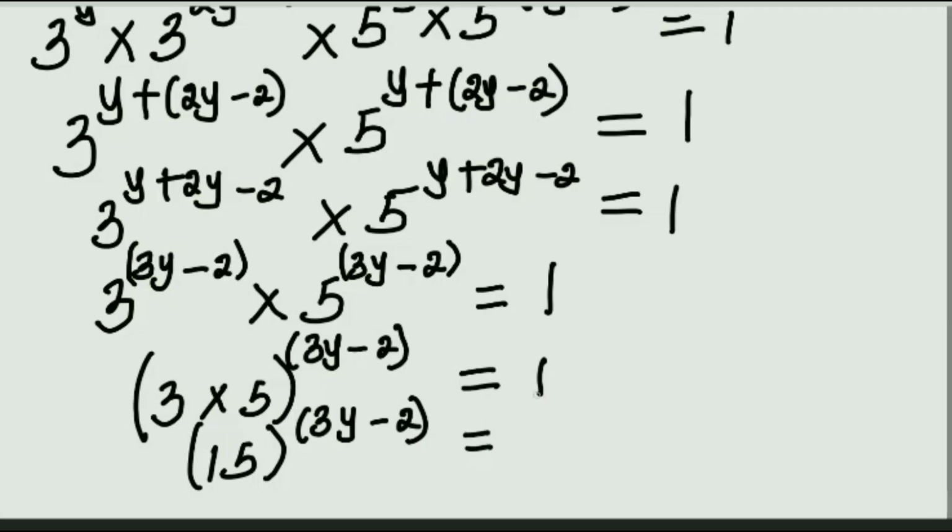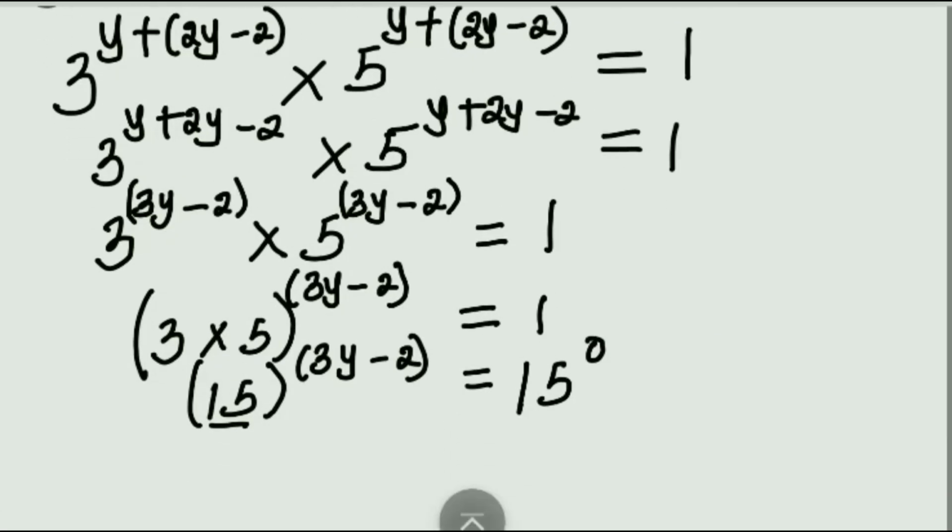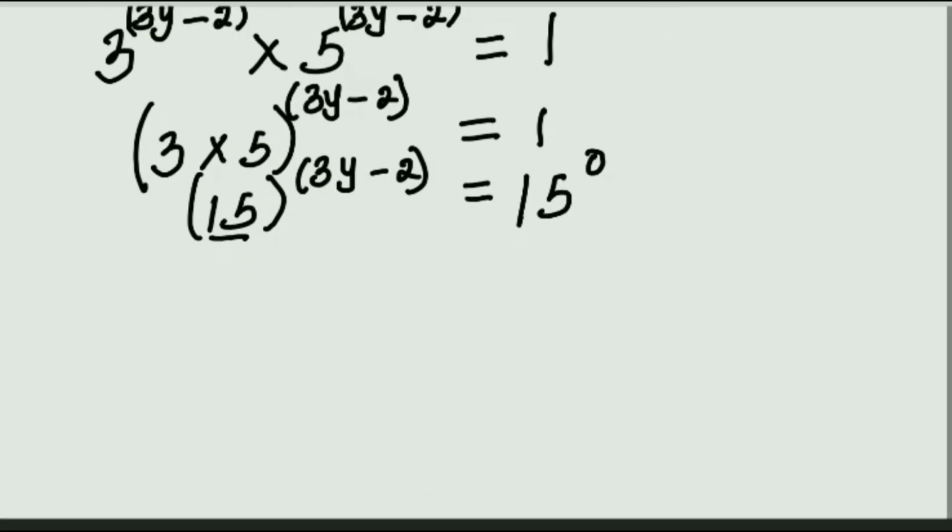So the expression we have here on the right hand side is 1. And we know from the laws of indices that whatever is raised to the power of 0 is 1. The base on the left hand side here is 15. And what we have here on the right hand side is 1. We can rewrite this 1 in terms of base 15. And that will be 15 to the power of 0. 15 to the power of 0 is 1. So we haven't changed anything really.